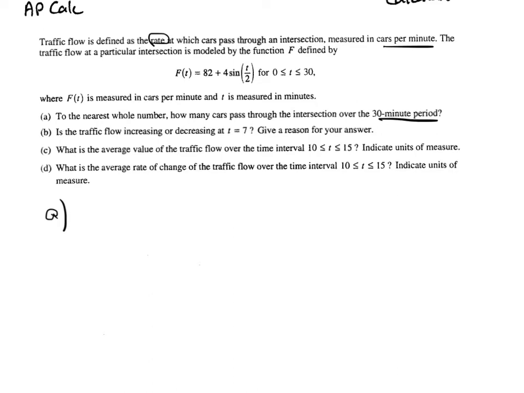Well, this is the rate, so to find the number of cars, we need to take an integral from 0 to 30 of our function. We're going to use our calculator for that. And we are rounding to the nearest whole number, so that's going to be 2474 cars.